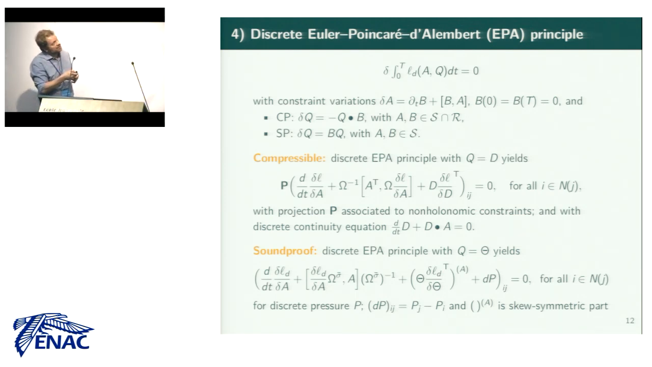So here we have a projection operator in this case. This projection operator takes into account the non-holonomic constraints, and we have a continuity equation, here a discrete one. In the soundproof case, we have this formulation. It looks similar to that. Here we have the discrete Lie brackets that take into account the non-linearities of this flow. And here we have a discrete pressure that is not here, because here we have this projection operator. Here there comes a discrete pressure into account.